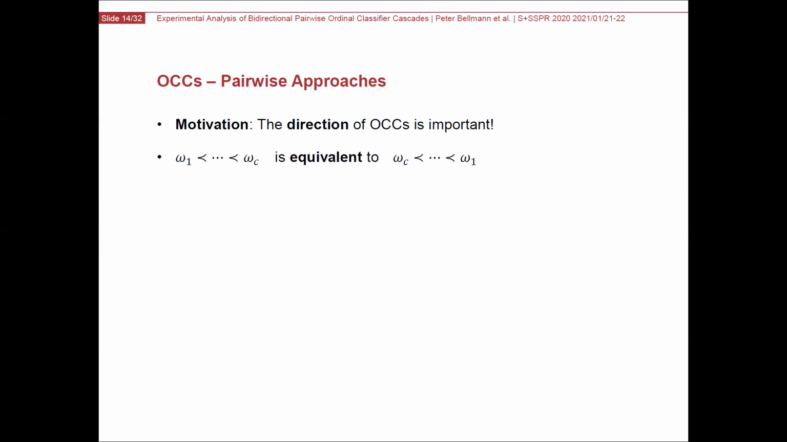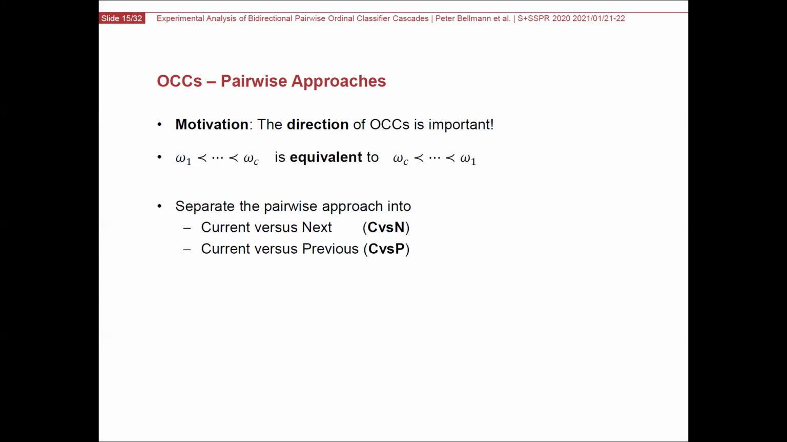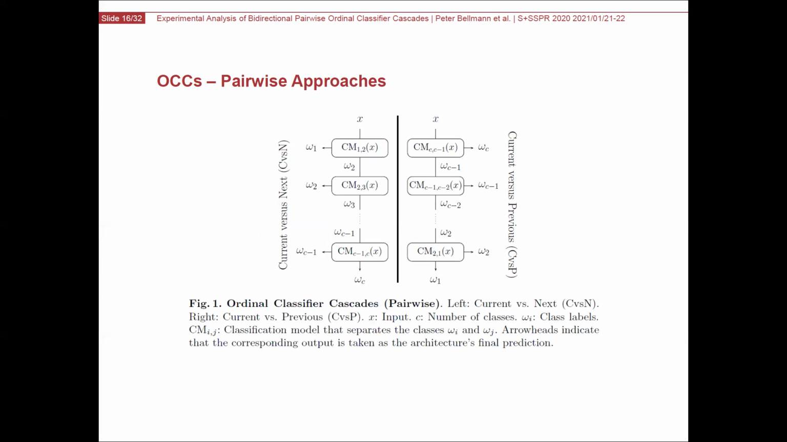The main motivation for bidirectional OCCs is that the direction of the classifier sequence plays an essential role for the architecture's output distribution. We can start the sequence by one of the two edge classes. Therefore, we differentiate between the current versus next and current versus previous sequences. On the left-hand side, we see the current versus next approach. On the right-hand side, the current versus previous approach. Both approaches consist of the same set of classification models due to the classifier's symmetry. Each of the sequences is defined by its starting edge.